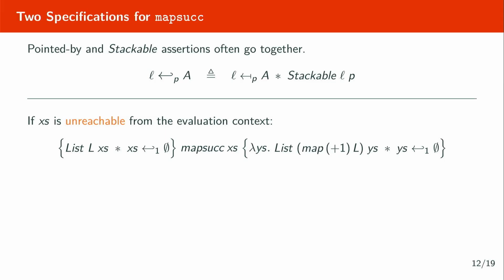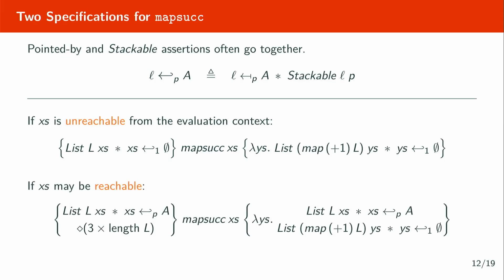Now, the second specification: if the argument may be reachable, we still require that XS is a valid list of the correct model, and we now require space credits to allocate the new list. Notice in the postcondition that MapSuck returns a list of the correct model, ys is fresh, and the user still gets that XS is a valid list. So the user can continue to use XS as it may appear in the evaluation context.